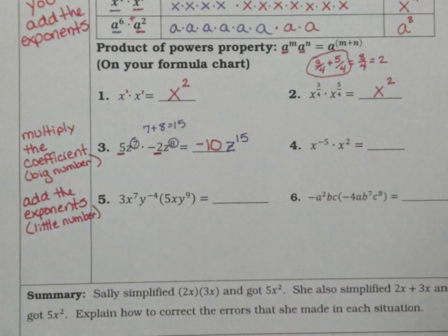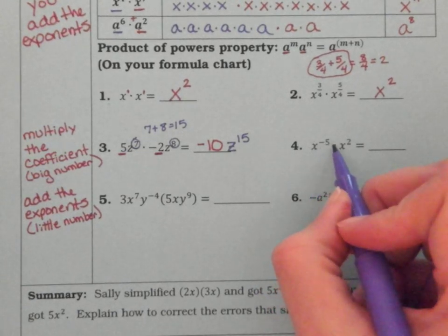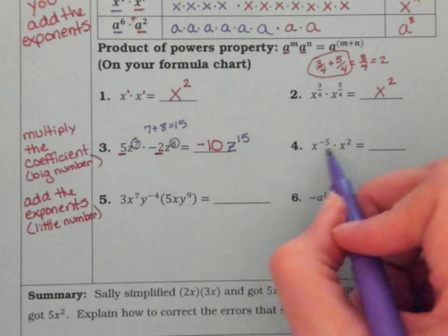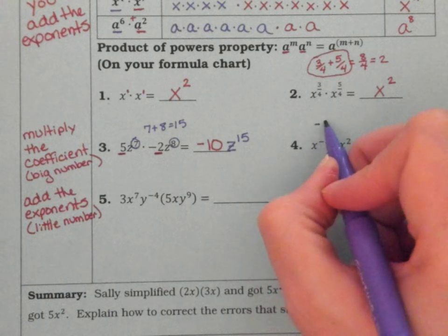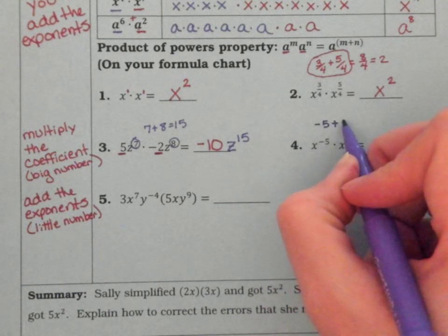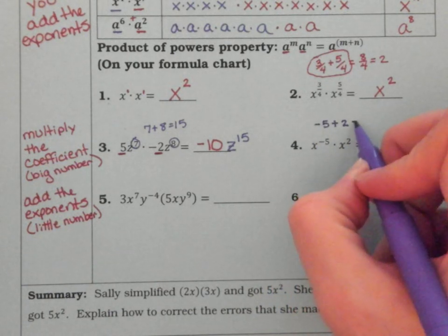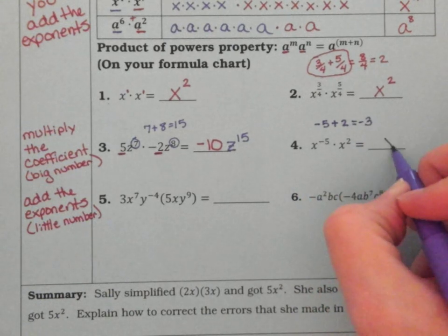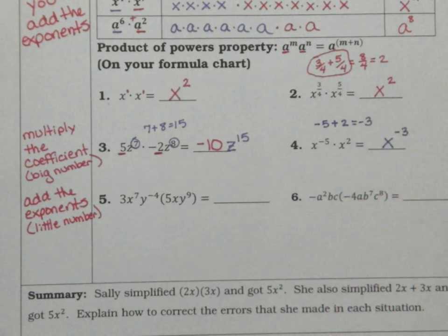Okay, number 4, x to the -5 times x squared. There's no coefficient, so I just take my exponents, -5 plus 2, which gives me -3. So this is x to the -3rd power.